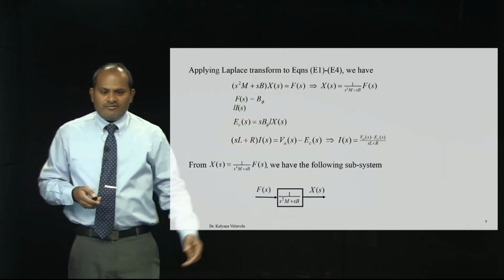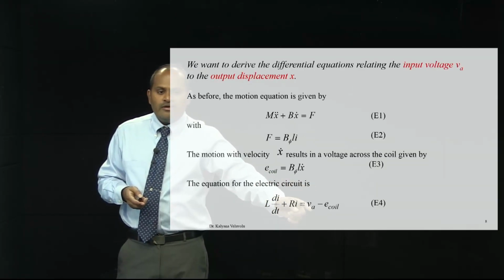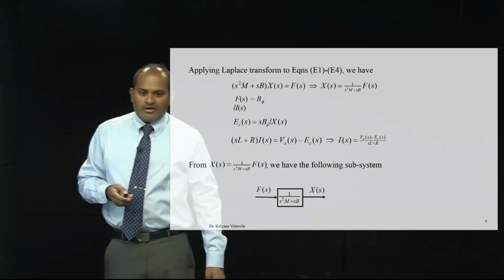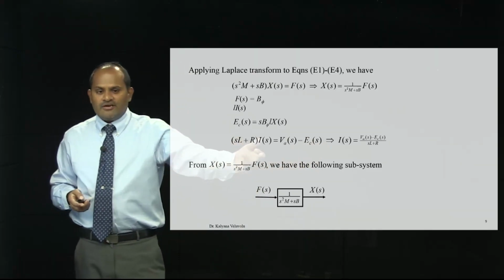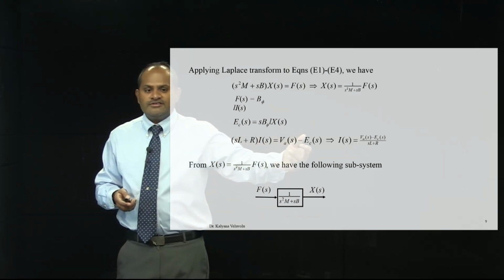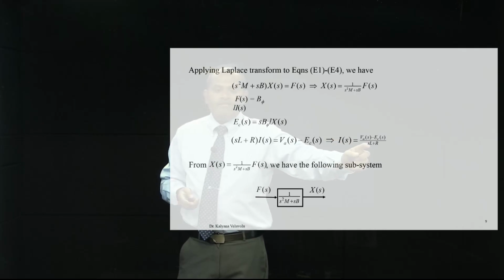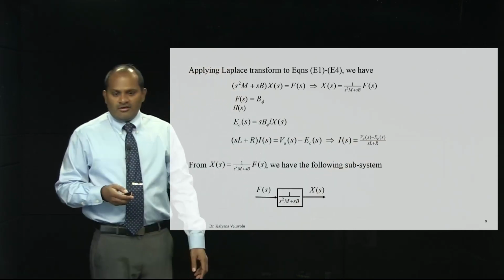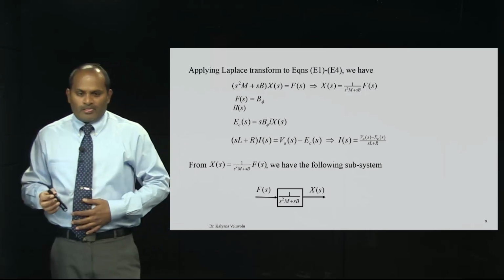Now, the last equation we have is because of the feedback. We have L di by dt plus Ri is equal to Va minus E coil. When you apply the Laplace transform, it becomes (sL plus R) into I of s equal to Va of s minus Ec of s. Or I can write I of s is equal to (Va minus Ec) by (sL plus R). Here we can't separate Va and Ec, which we will go through in the next. Now we can form the individual blocks.